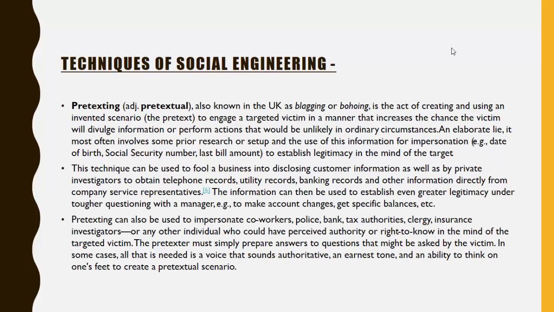Techniques of social engineering. First, pretexting. Pretexting, also known in the UK as blagging or bohoing, is the act of creating and using an invented scenario to engage a targeted victim in a manner that increases the chance the victim will divulge information or perform actions that would be unlikely in ordinary circumstances. This technique can be used to fool a business into disclosing customer information as well as by private investigators to obtain telephone records, utility records, banking records, and other information directly from company service representatives.